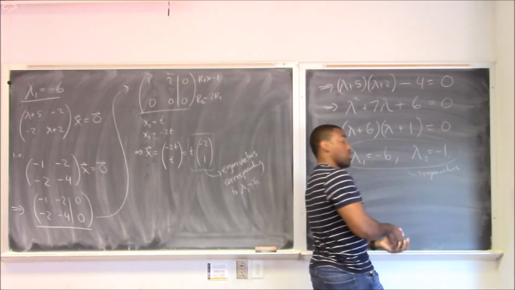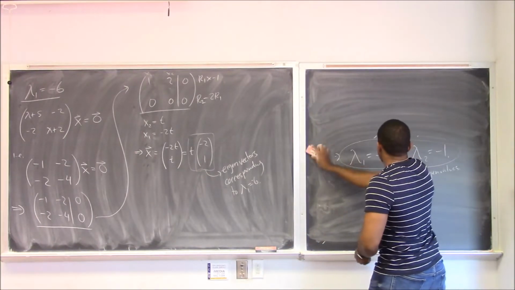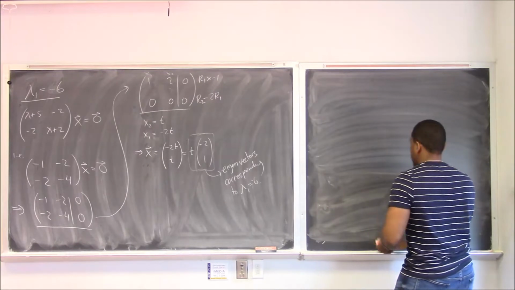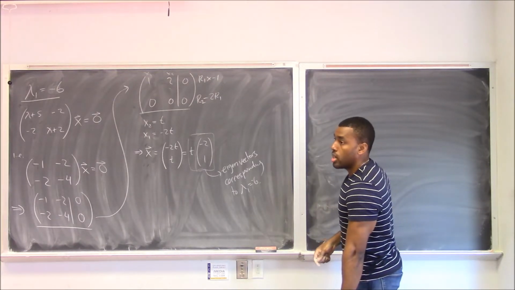Let's go for the other one. Now we look at the eigenvector for lambda 2. Professor? Yes. You said the second row has to be all zeros because they're non-trivial? We want the non-trivial solution. Okay.